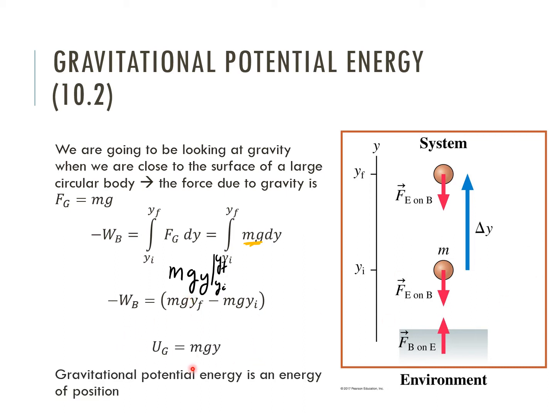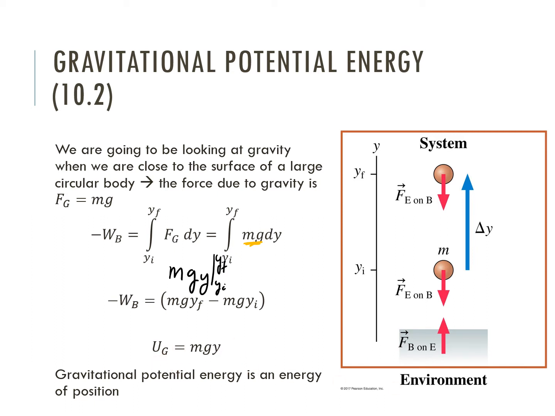So we've taken the integral, we've plugged in our values, and we've set it up. So the definition of the gravitational potential energy is it's going to be equal to mgy. So the gravitational potential energy is an energy of position. So based on where an object is located is going to tell us what the gravitational potential energy of an object is.